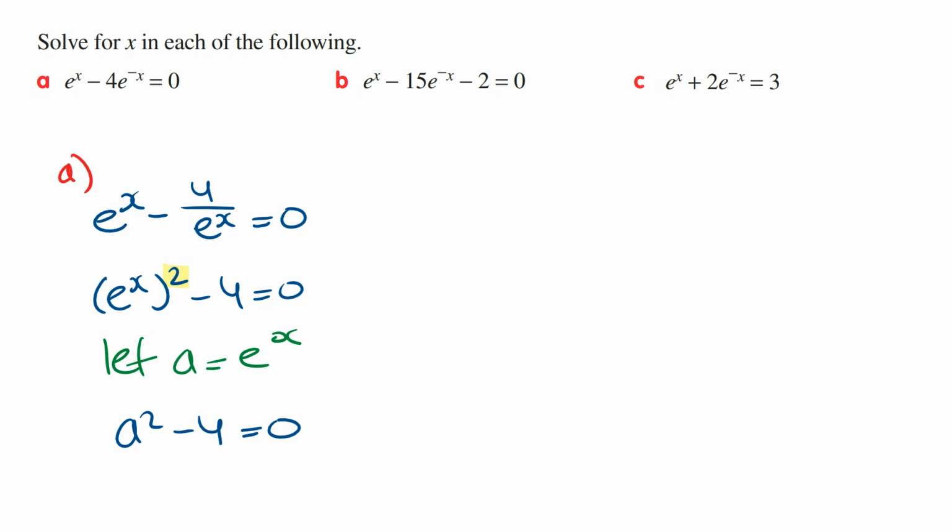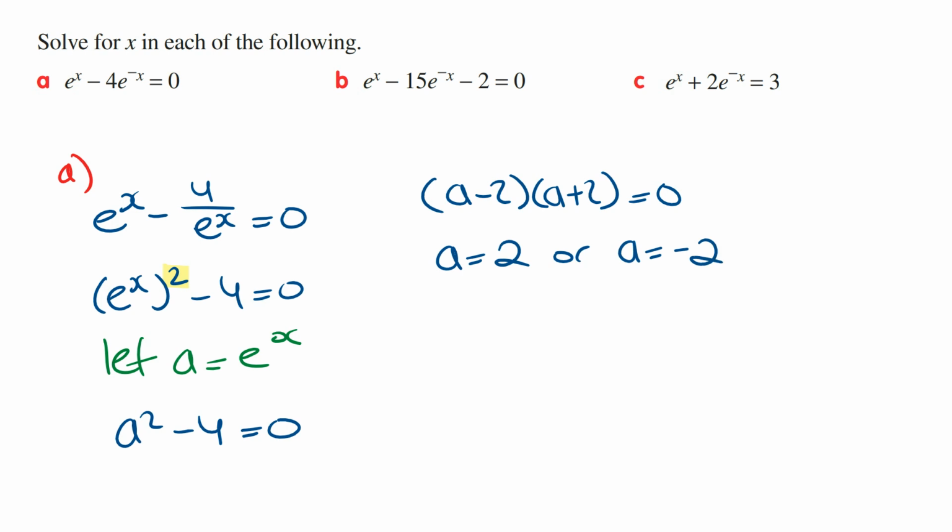And so factorizing this, we're going to get a minus 2, a plus 2 is equal to 0. Solving for a is going to be 2 or a is going to be minus 2. We know that a is equal to e to the x, and so therefore this means that e to the x is equal to 2 or e to the x is equal to minus 2. And now we can solve for x.